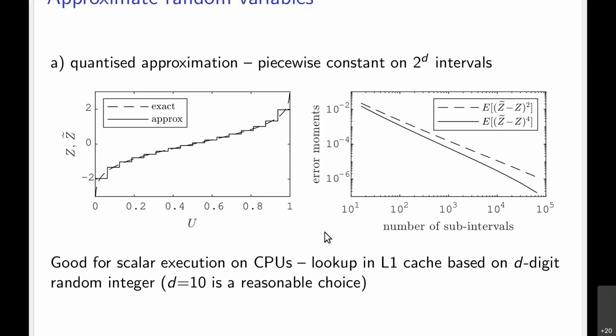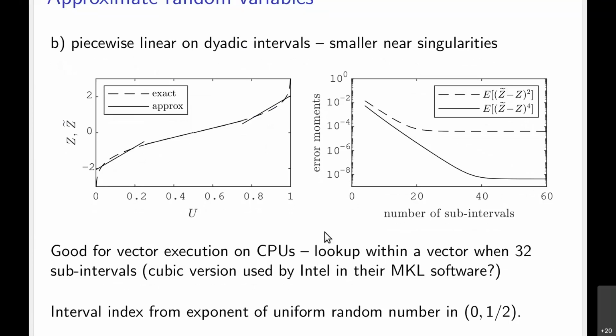So that's one approximation. The second one, which is my personal favorite, is piecewise linear. But now, rather than being on intervals all of the same size, it's on dyadic intervals. So in each of the halves, from 0 to half and half to 1, the intervals get progressively smaller as you approach the two ends. Each of the intervals is halving each time.